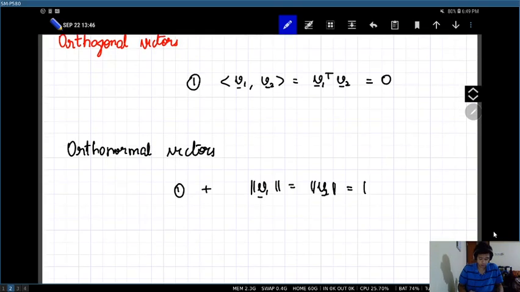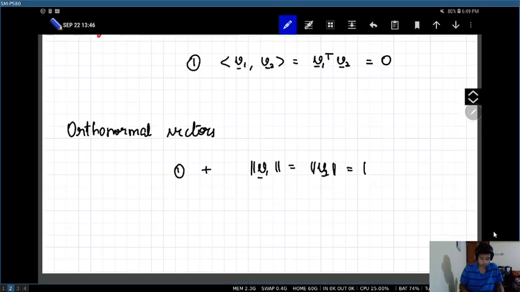We say that two vectors are orthonormal if, in addition to them being orthogonal to each other, the norm is equal to 1. So basically, normality says that they have unit length, and orthogonality says that they are perpendicular to each other.